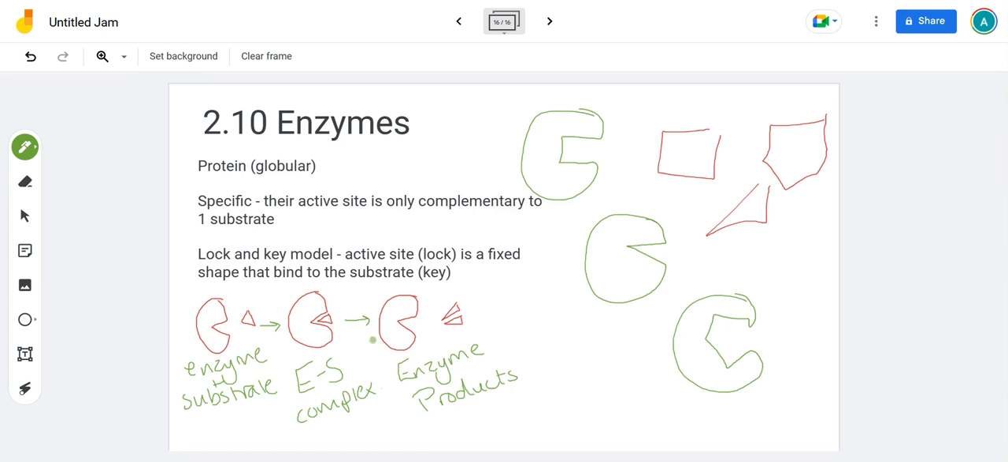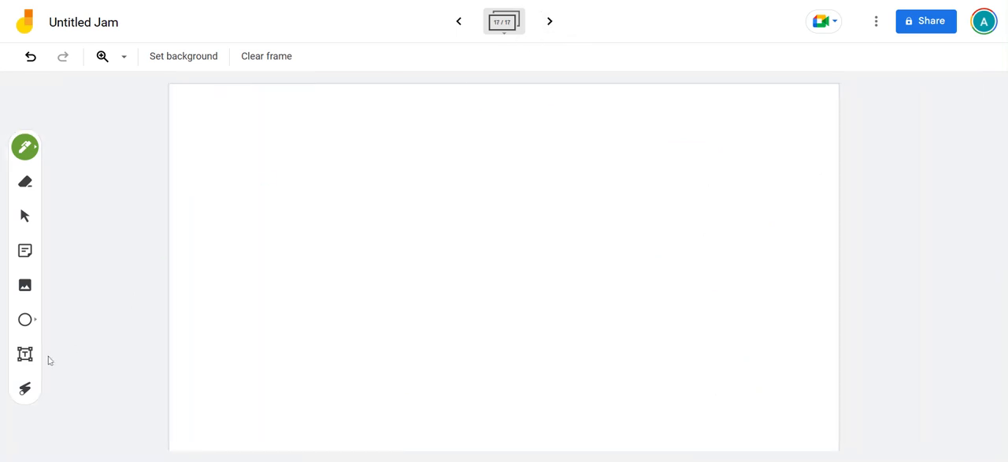Now, the next part is that through scientific experiments, scientists actually realised that the lock and key model wasn't really that accurate because, in actual fact, the shape of the active site is not rigid. It can actually change. So we came up with a new theory which is called the induced fit model.